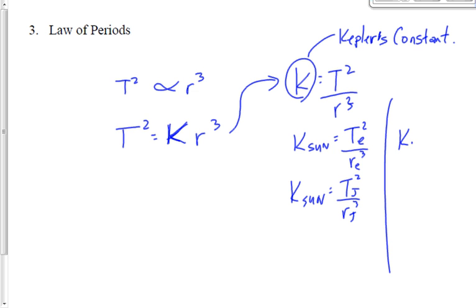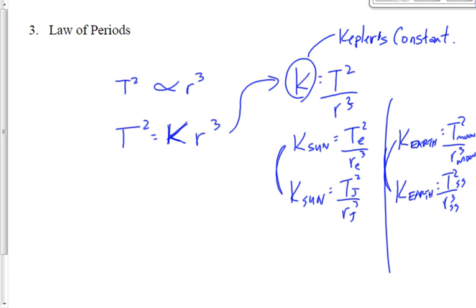Now, similarly, Kepler's constant for the Earth might be T squared over R cubed for the moon. Or Kepler's constant for the Earth could be T squared over R cubed for a space station or some satellite orbiting around the Earth. These two constants are the same. These two are the same. But these two are not the same.